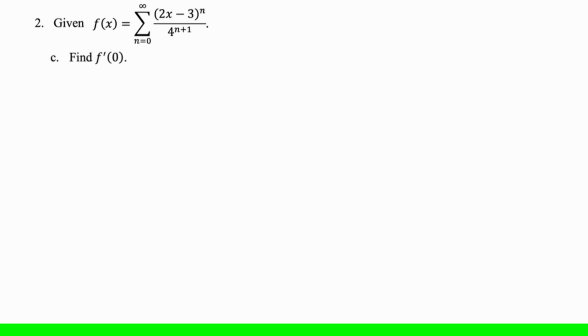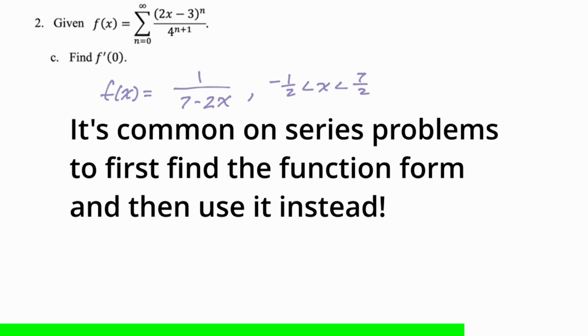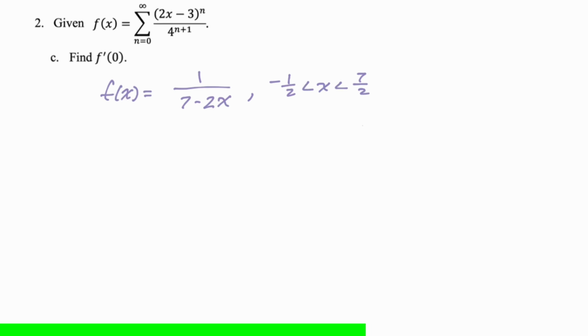So next part, we want to find f prime of 0. Given something that looks like the original f of x, finding f prime of 0 would be annoying. But given that we rewrote it to look like 1 over 7 minus 2x, and 0 is in the interval of convergence, it makes sense to rewrite this in my mind and use the chain rule. So I'm thinking 7 minus 2x to the negative first. So that's going to be -1 quantity 7 minus 2x to the negative second times the derivative of 7 minus 2x, which is -2.